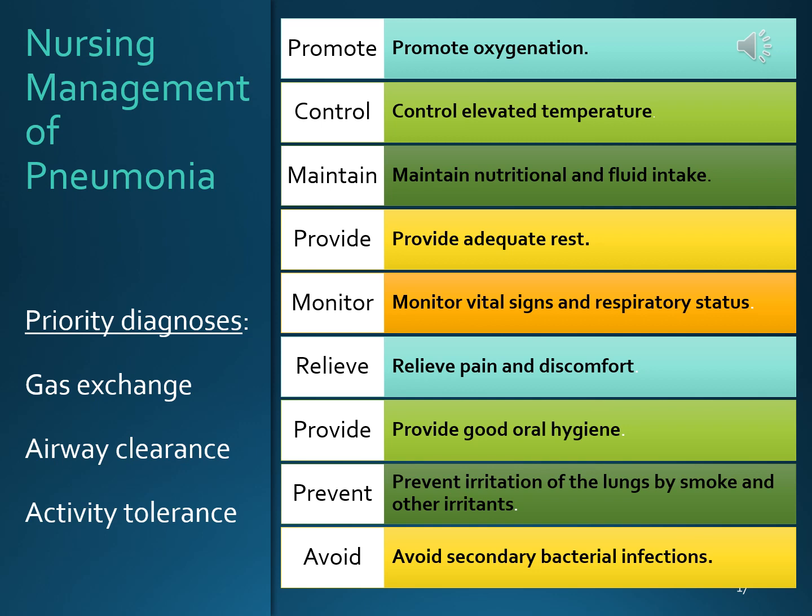So if you look at this list of interventions, promote oxygenation, this of course can have to do with applying supplemental oxygen, but it can also be as simple as having them cough and deep breathe, move those secretions, open those airways. Use that incentive spirometer if you need to, teach them good controlled coughing techniques. You want to control their elevated temperature with antipyretics.